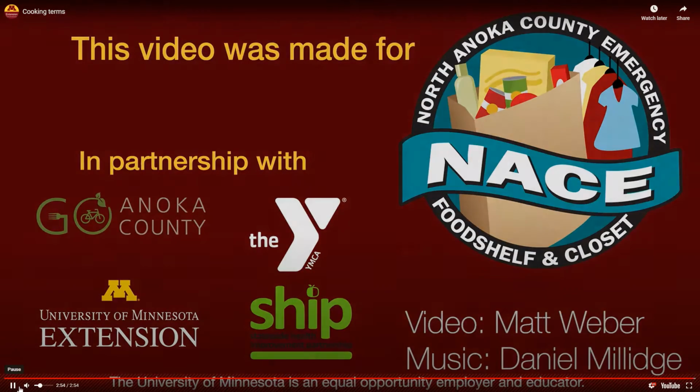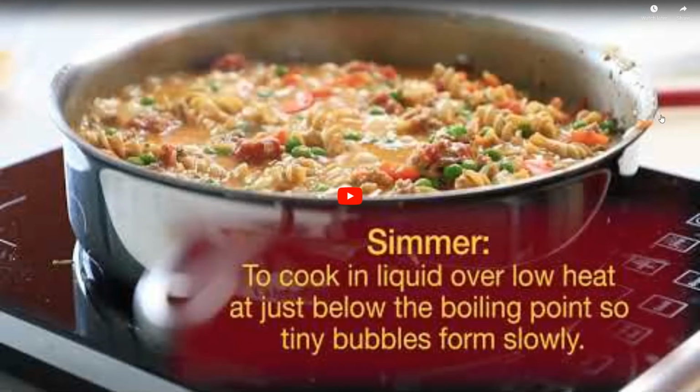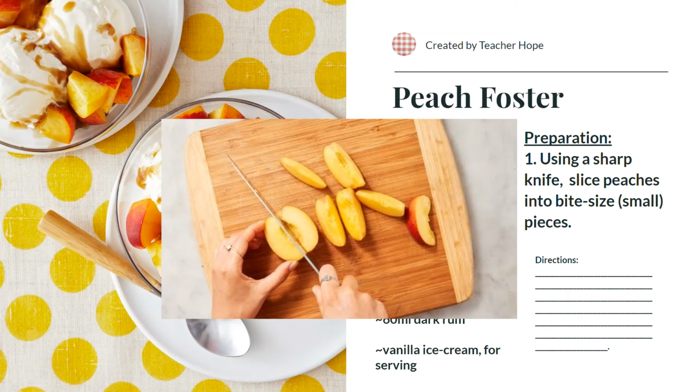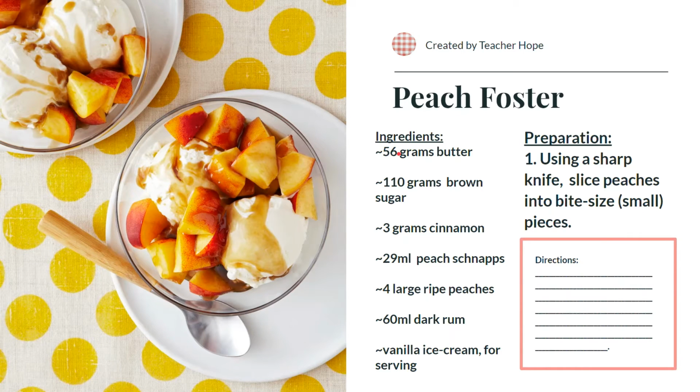Okay, so those are just some common cooking verbs that we use when we are writing a recipe. Let's move on. So for my peach Foster recipe, this is what I need to prepare, or this is my preparation. Number 1, using a sharp knife, slice peaches into bite-sized small pieces. So this is my preparation. Now we can talk about directions.